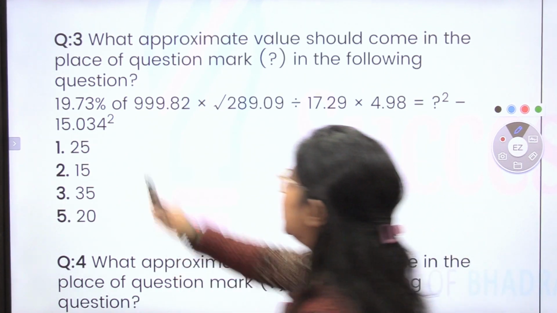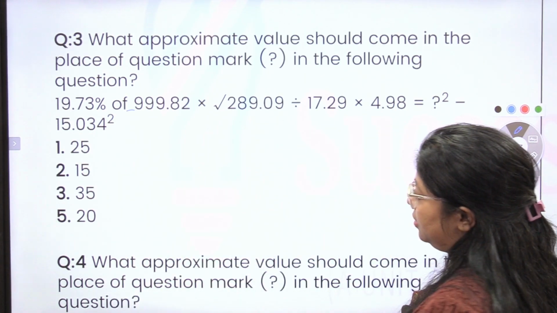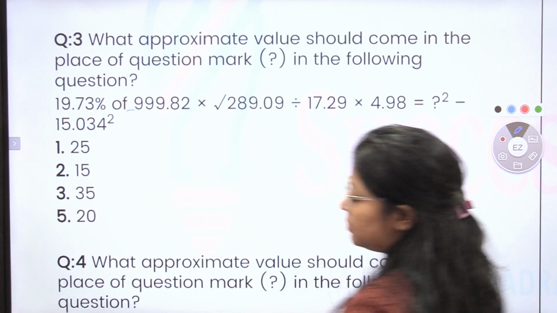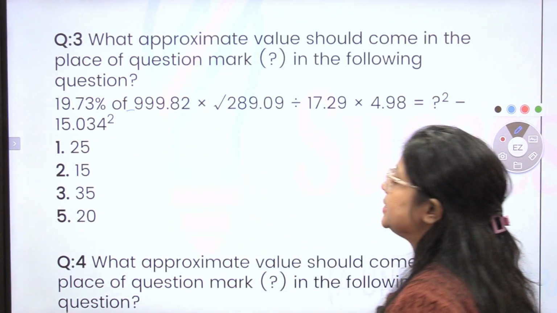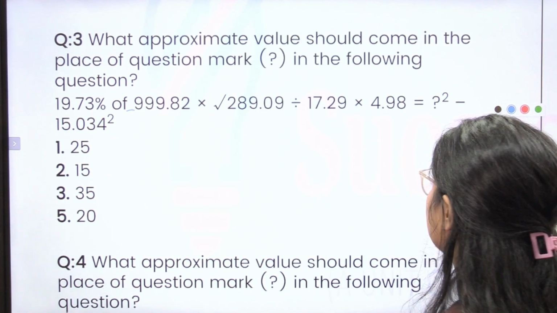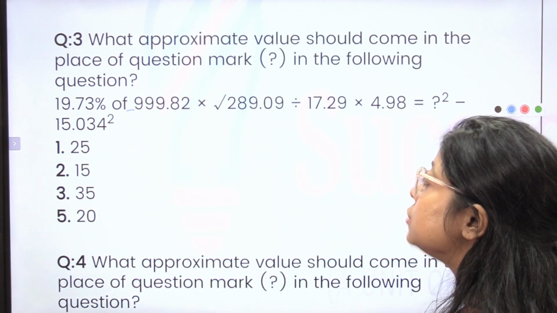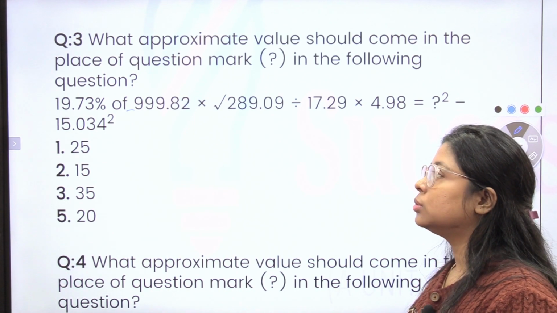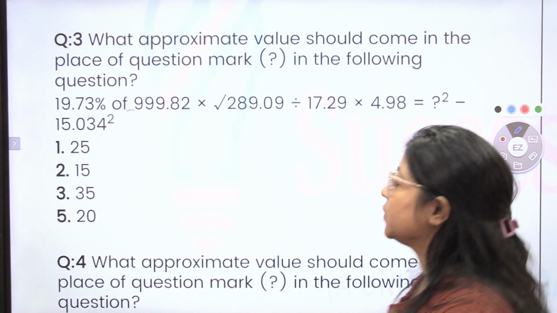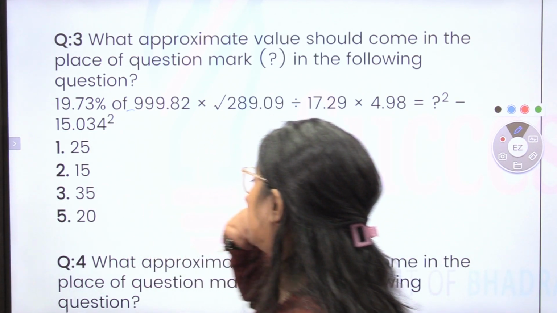73% off 998 point this. I have told you earlier, in BODMAS, O stands for off. For this, you need to have the knowledge of your square roots. You need to know the square root values. So 73% of 998.